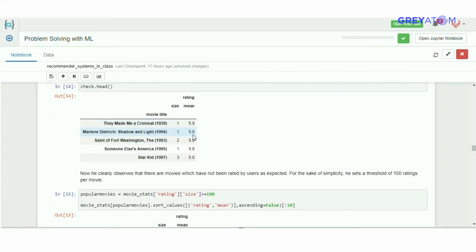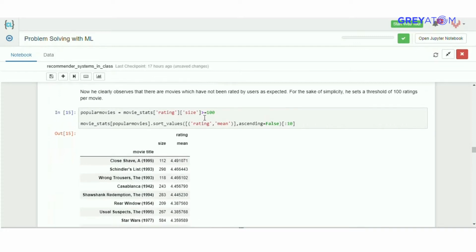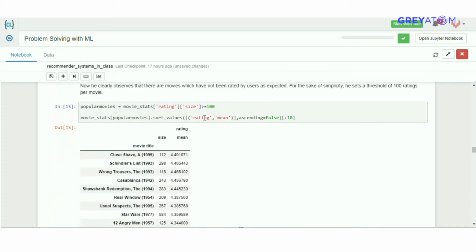Now obviously Star Wars would also have a very high rating, but it has been rated by, say, 1,000 people, whereas this particular movie, which has been rated by one person, has still got a 5 rating. Those movies would basically come out to be very similar, right? So you don't want to do that. So what you do is you take all movies which have got size greater than or equal to 100, which basically means all movies which have at least 100 ratings.